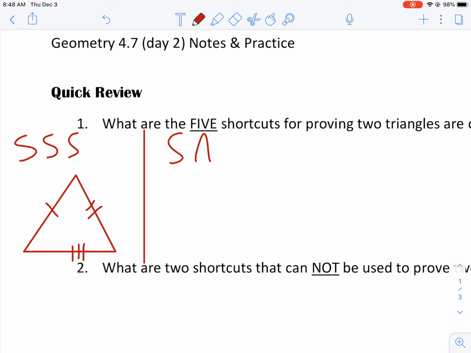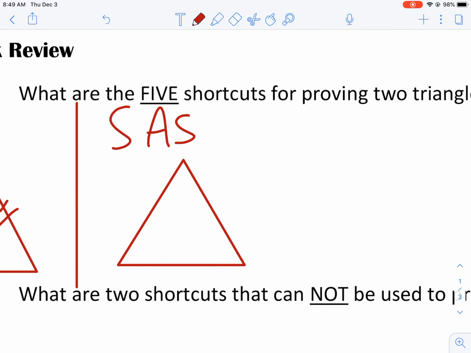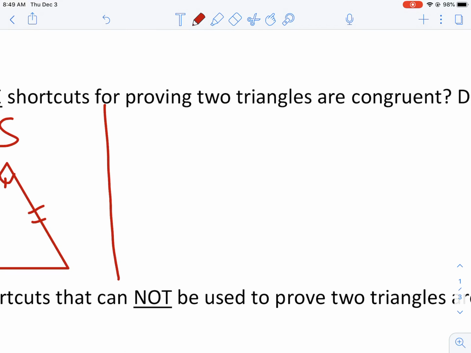Then we've also got side, angle, side. I should have done this before I drew on it. Okay, that's bad. Should have just drawn my own triangle. All right, side, angle, side. So how would this look? You would have this: a side, an angle, and a side with the angle in between the 2 sides.